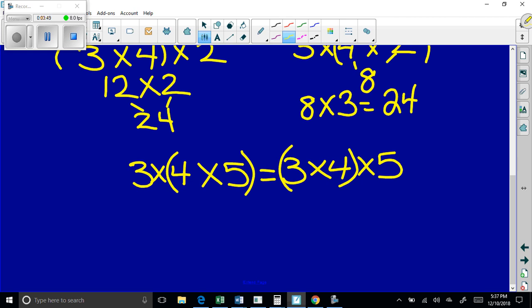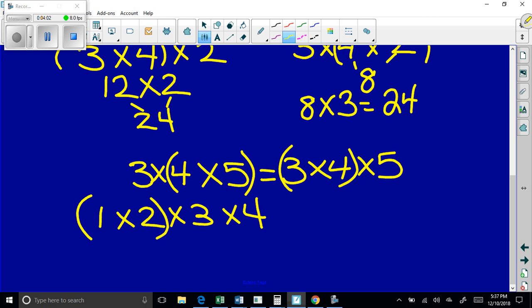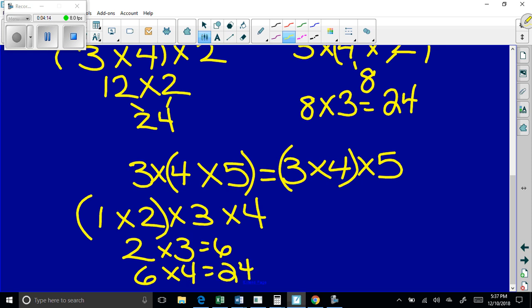If you did a little bit of exploring, you would also see that that works for 4 numbers. So if I did 1 times 2 times 3 times 4, and I wanted to do 1 times 2 first, then I can continue: 2 times 3 equals 6, and 6 times 4 equals 24. And it would be the same the other way.